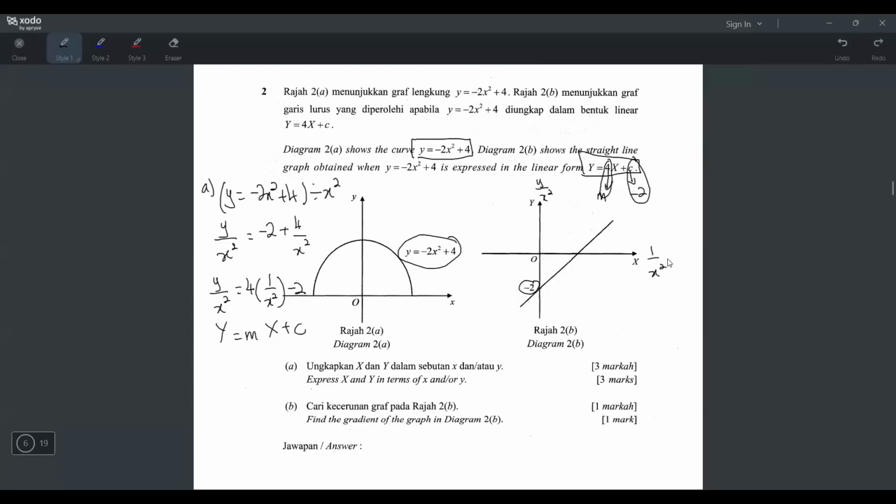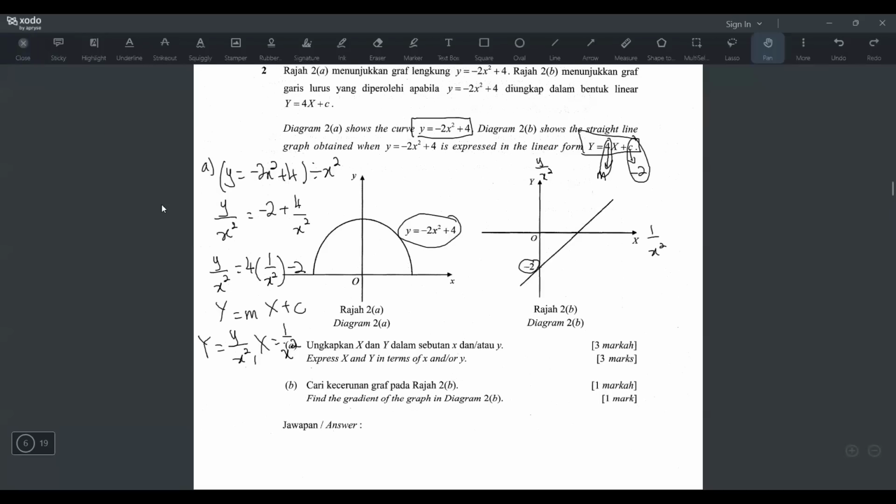So now we can answer question A, express big X and big Y in terms of small x and small y. So what is the big Y and the big X? The big Y is the y over x squared, and the big X is 1 over x squared. And that is the answer. Okay, that's all. Hope you understand.